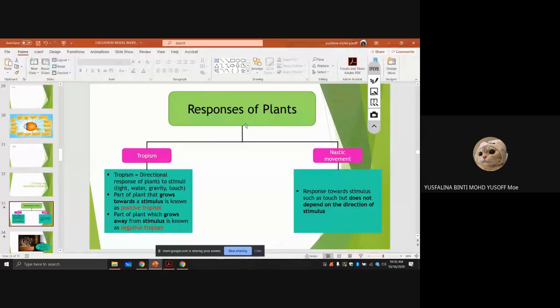Response in plants has two types. This one is called tropism. This one is nastic movement. What is tropism? Tropism is a directional response of plants to stimuli. Examples of stimuli are light, water, gravity, and touch. A part of a plant that grows toward a stimulus is called positive tropism. A part that grows away from the stimulus is called negative tropism.